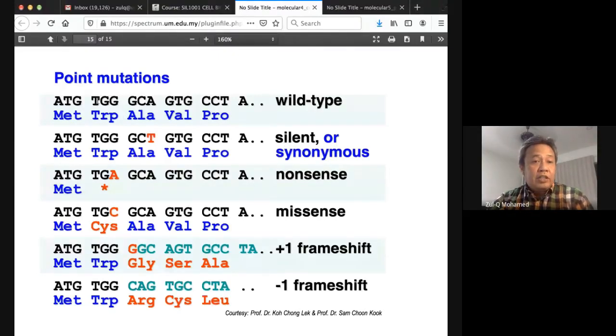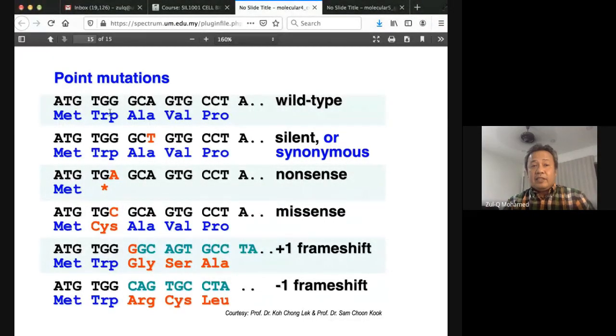If that TGG changes into a TGA, TGA is a stop codon. That means it stops there, so now you have a shorter protein. Remember, in translation, ribosomes read codon after codon. Usually it will read TGG, but there's a mutation from TGG to TGA. So if it reads TGA, it says, "Oh, I need to stop now." As a result, you have a protein that is shorter than expected.